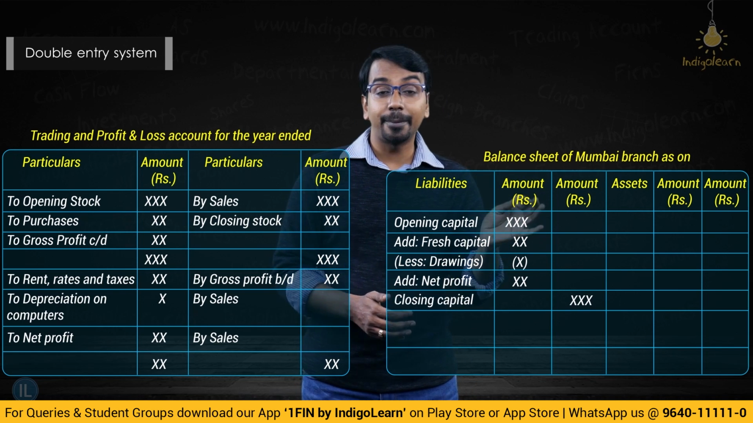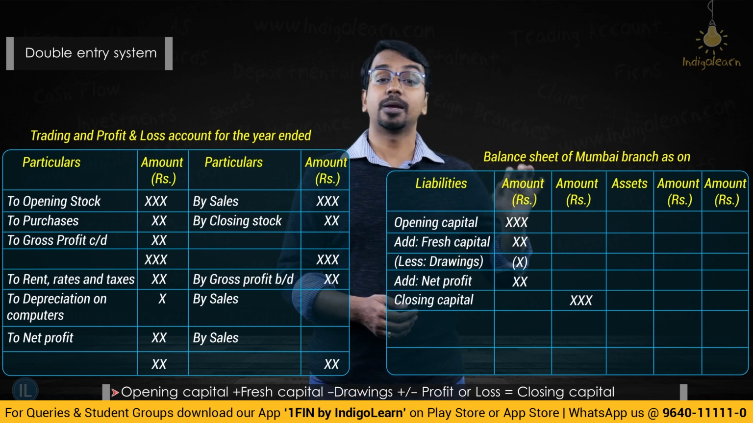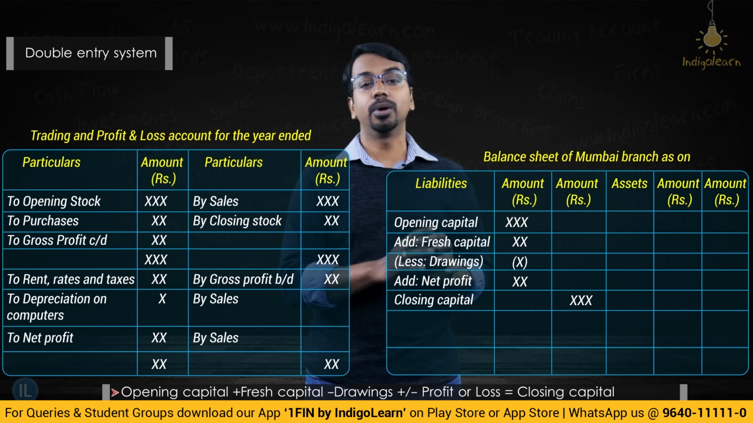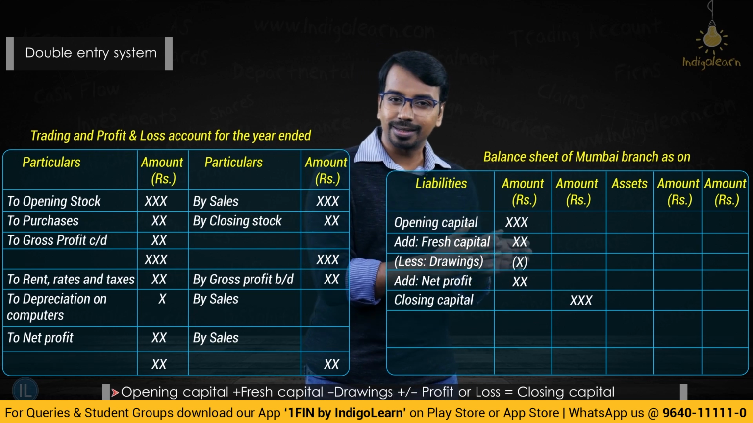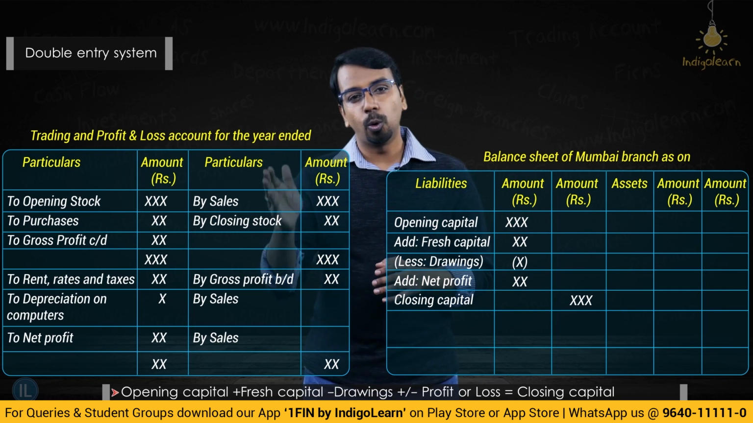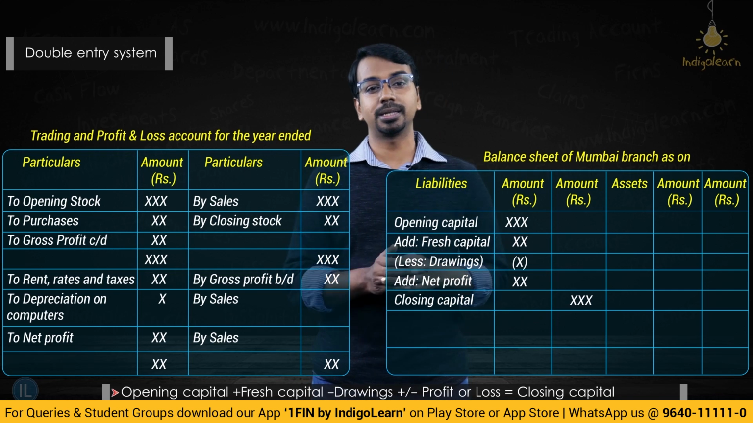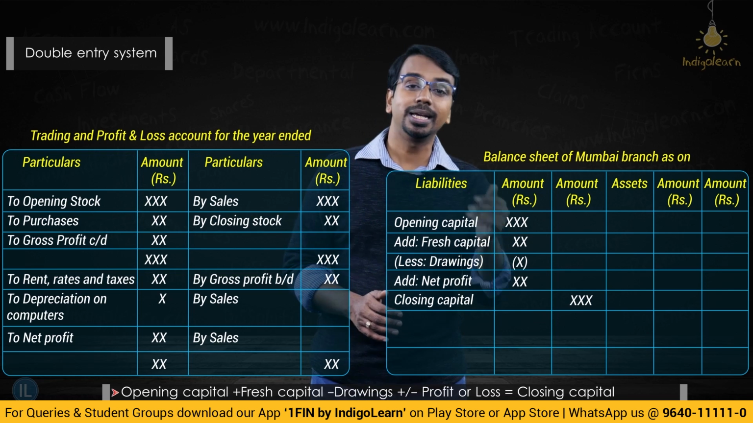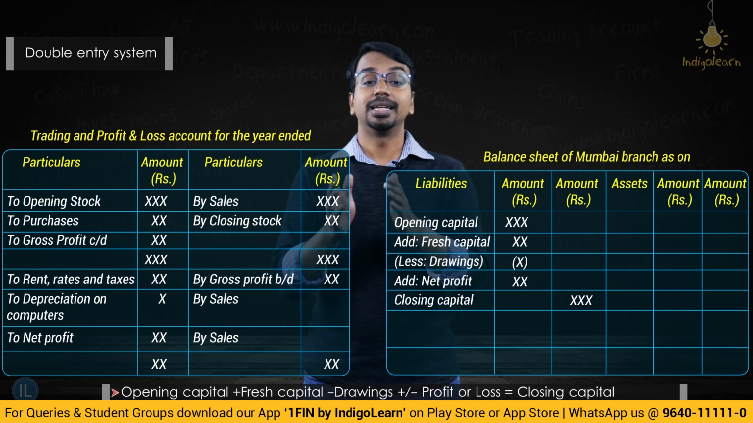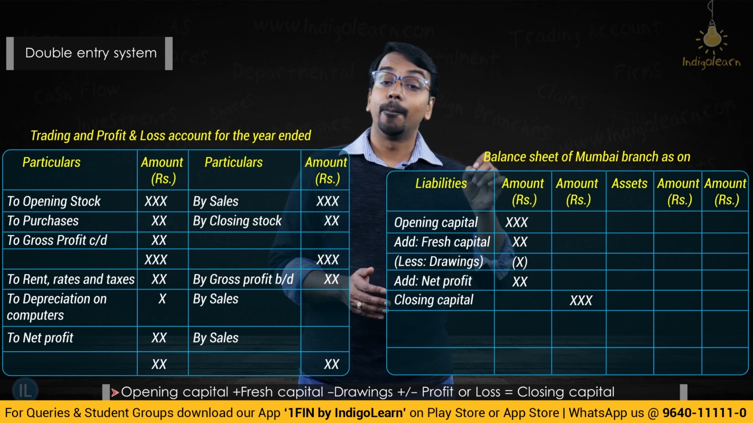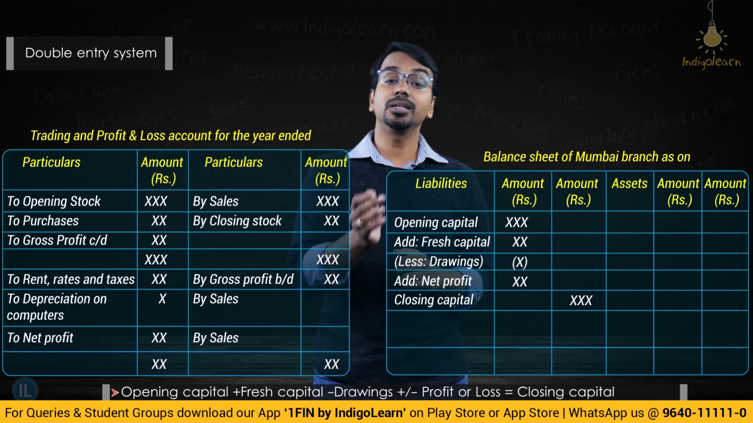In other words, opening capital plus any new investments minus drawings plus profits. Now, when I say plus profits, if it is a loss, it will be a negative number. So, if you add the profits, you will arrive at the closing capital, right? Now, if I have to translate this into an equation, I'll say opening capital plus new capital or fresh capital introduced minus drawings plus profits is equal to closing capital. Now, if I have to arrive at the profit, what will the equation look like? Profit is equal to closing capital minus opening capital minus fresh capital introduced plus the drawings.